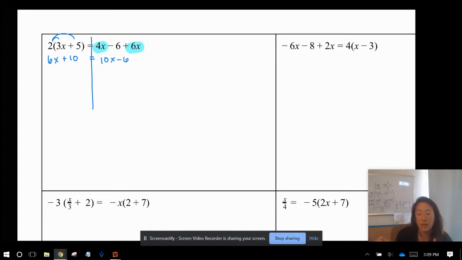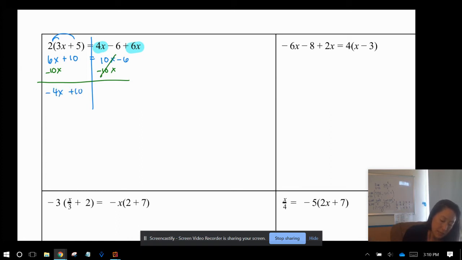Now we need to move things from left to right, so we need to use inverse operations. So I like to move the numbers so that I get a positive value for the x, but you don't have to. So for example, I'm going to move this 10x to the left-hand side. So I get negative 4x plus 10 is equal to negative 6.